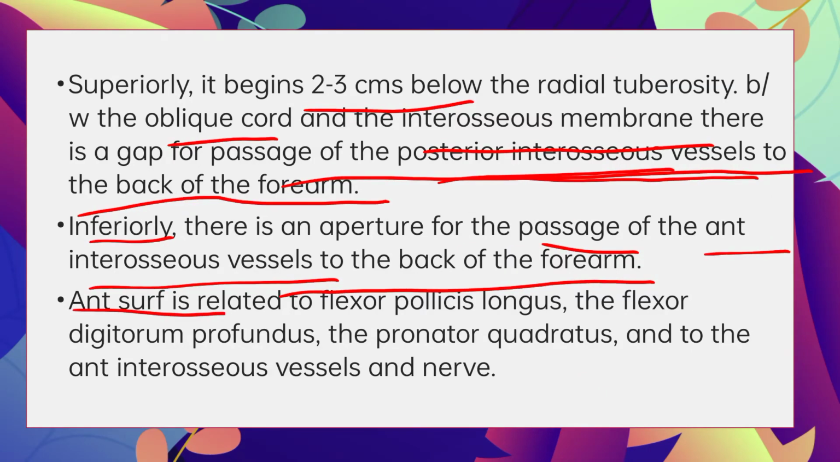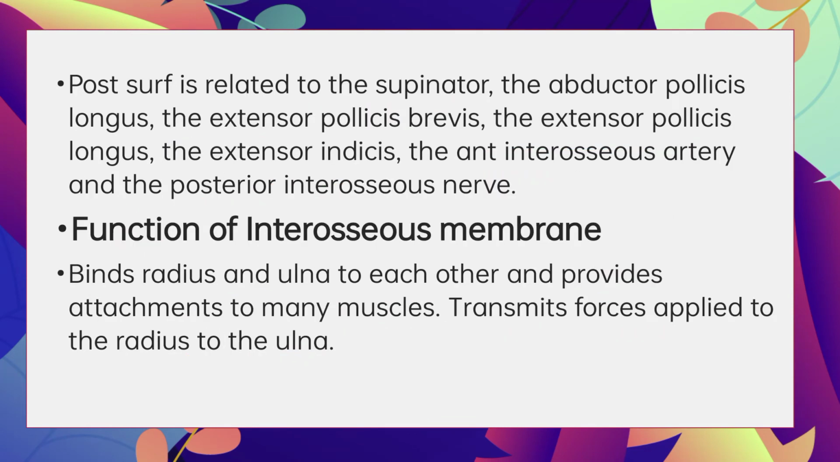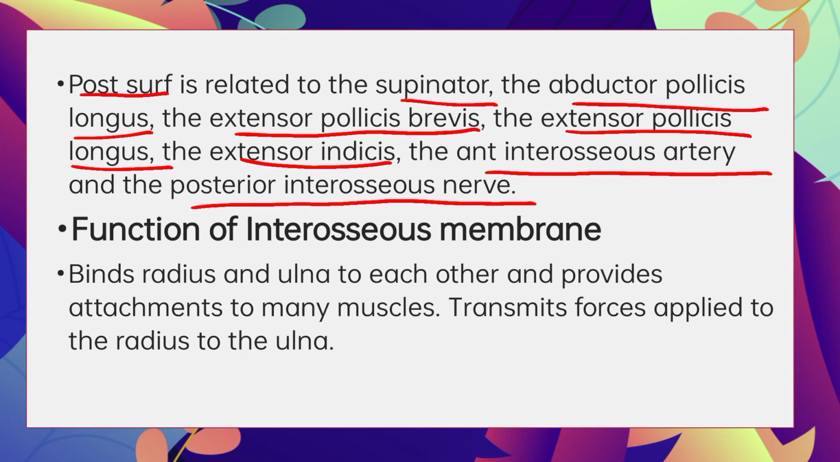Now the anterior surface is related to flexor pollicis longus, flexor digitorum profundus, pronator quadratus and the anterior interosseous vessel and nerves. The posterior surface is related to the supinator, abductor pollicis longus, extensor pollicis brevis, extensor pollicis longus, extensor indicis, the anterior interosseous artery and the posterior interosseous nerves.